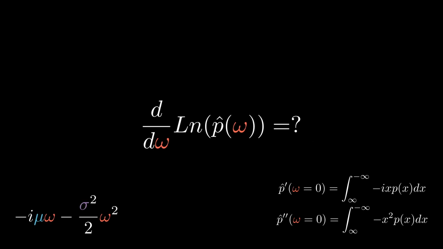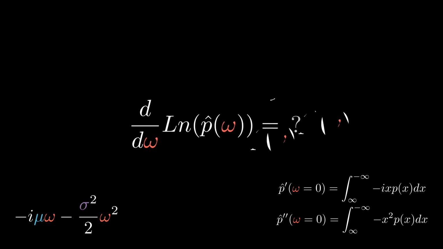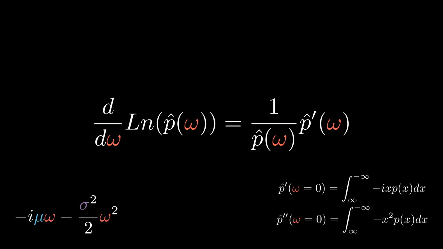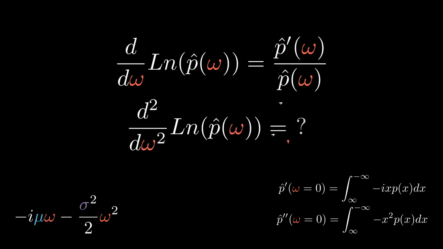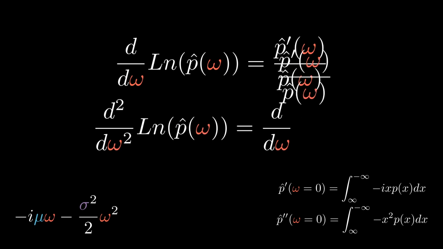Now, let's find the first two derivatives of the natural logarithm of the Fourier transform and evaluate them at omega equals 0. We can use the chain rule for the first derivative, and we get 1 over p hat of omega multiplied by the derivative of p hat of omega, which we can just write as a fraction. We then need to take the derivative again to get the second derivative, which we can just do using the quotient rule.